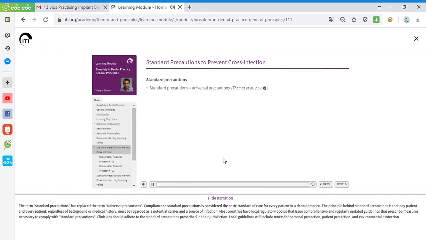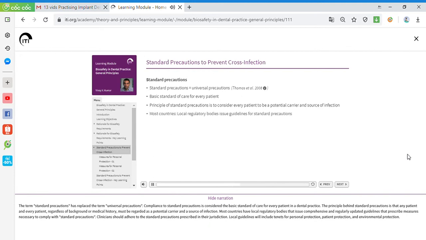The term standard precautions has replaced the term universal precautions. Compliance to standard precautions is considered the basic standard of care for every patient in a dental practice. The principle behind standard precautions is that any patient and every patient, regardless of background or medical history, must be regarded as a potential carrier and a source of infection.